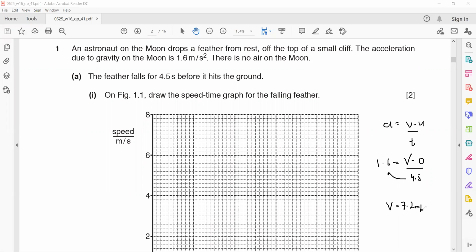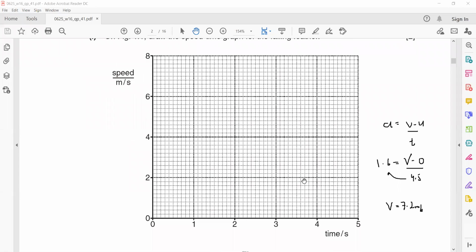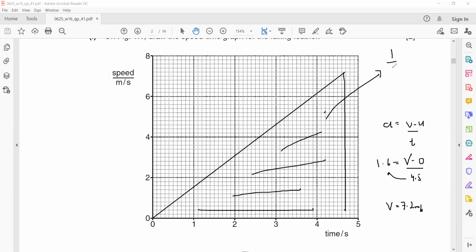So what does it mean? The final speed when the time interval is 4.5 will be 7.2. So you will have 4.5 and 7.2, approximately a straight line because of constant acceleration, which is due to gravity. Then to find the distance traveled, because it is making a triangle, we'll use the area of the triangle, and the formula to calculate the area of the triangle is half base multiplied by height.